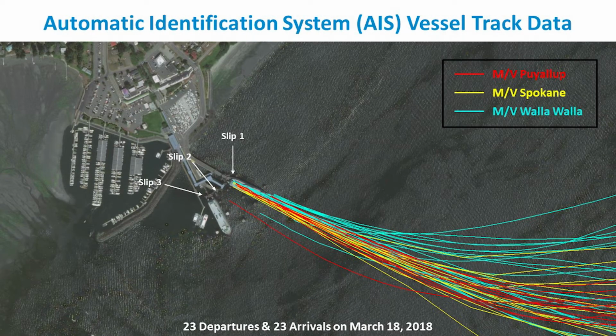As can be seen here on this slide, slip 1 receives the majority of the ferry traffic, at least for this particular day that we were focused on, which was March 18th, 2018, during which time there were 23 departures and 23 arrivals in and out of the ferry slip, where most of them were in and out of slip 1. There are 3 different ships or ferries that we were looking at: the Puyallup, the Spokane, and the Walla Walla. Largely the same vessel size.